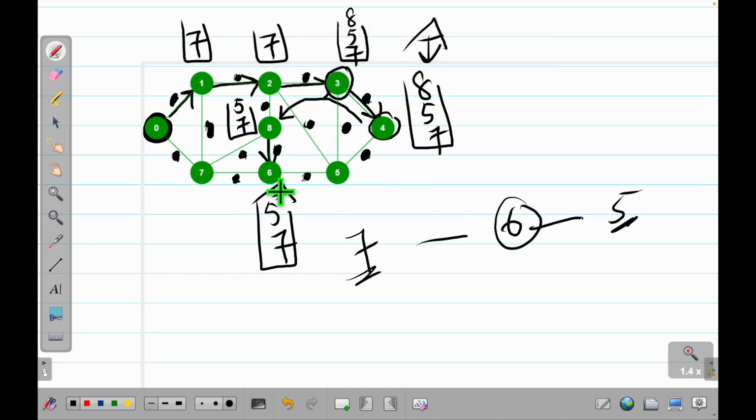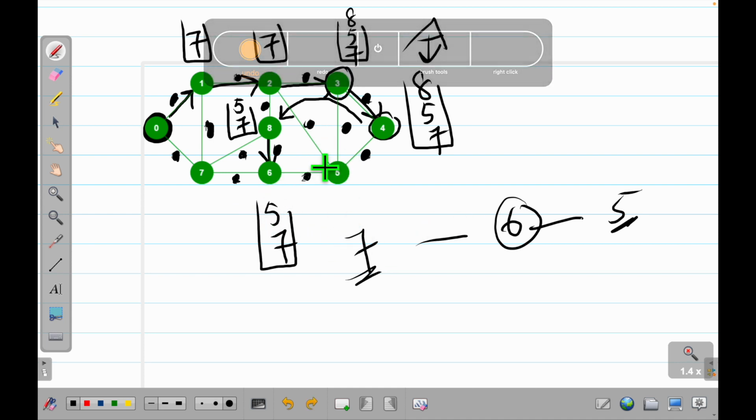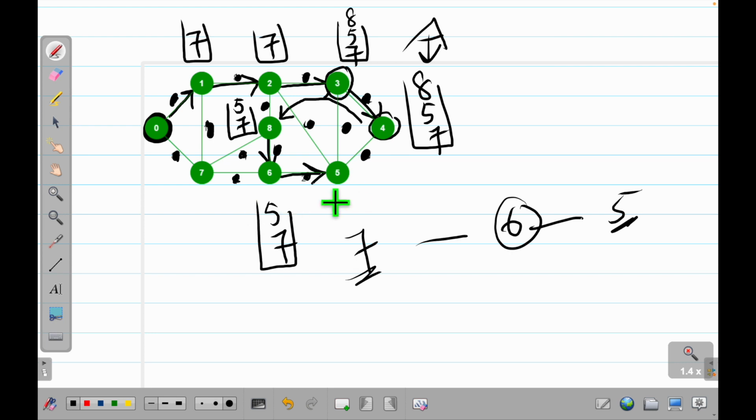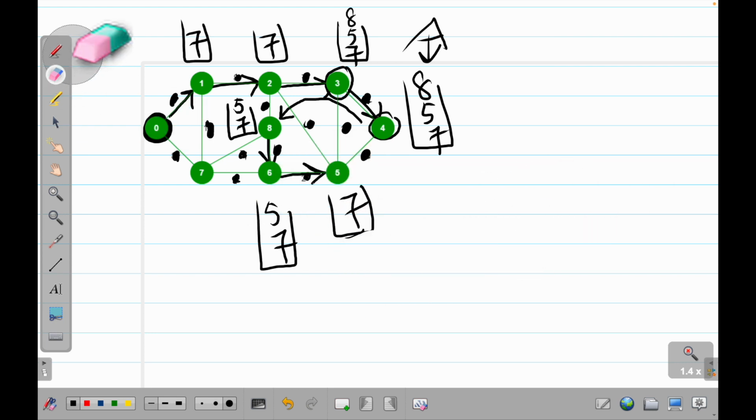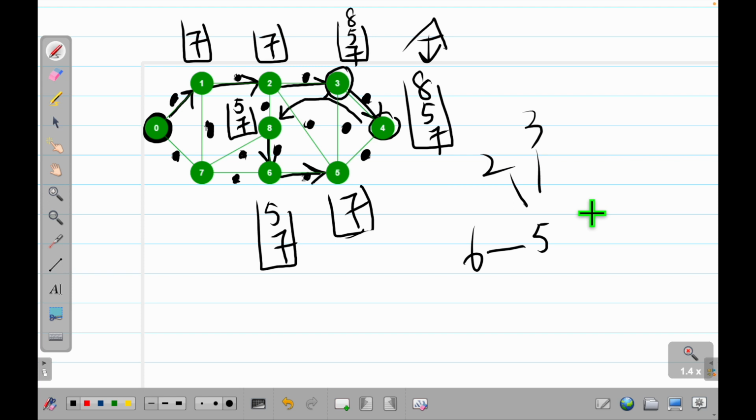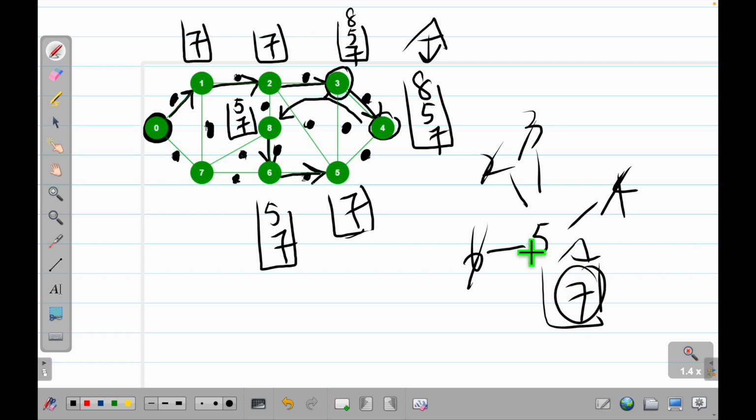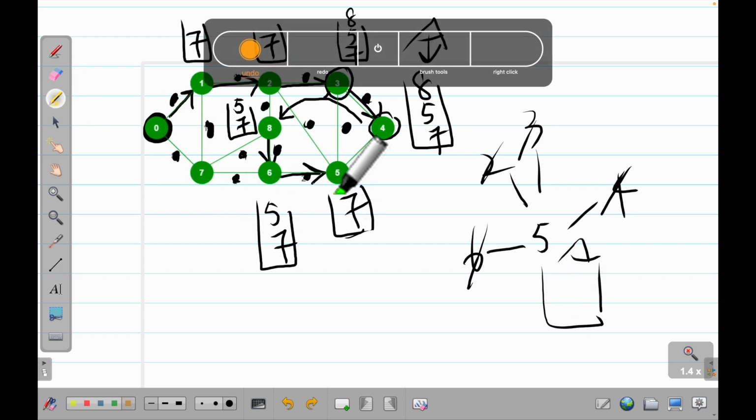So we now look at the box from the top, which is 5. So we go to 5, and we bring the box, so we have 7 here. Lastly, at 5, technically we are connected to 6, 2, 3, 4, but all of them have been visited. So we reach the dead end. We look at the top of the box, we see 7, so we go to 7. Okay, that's the whole DFS.